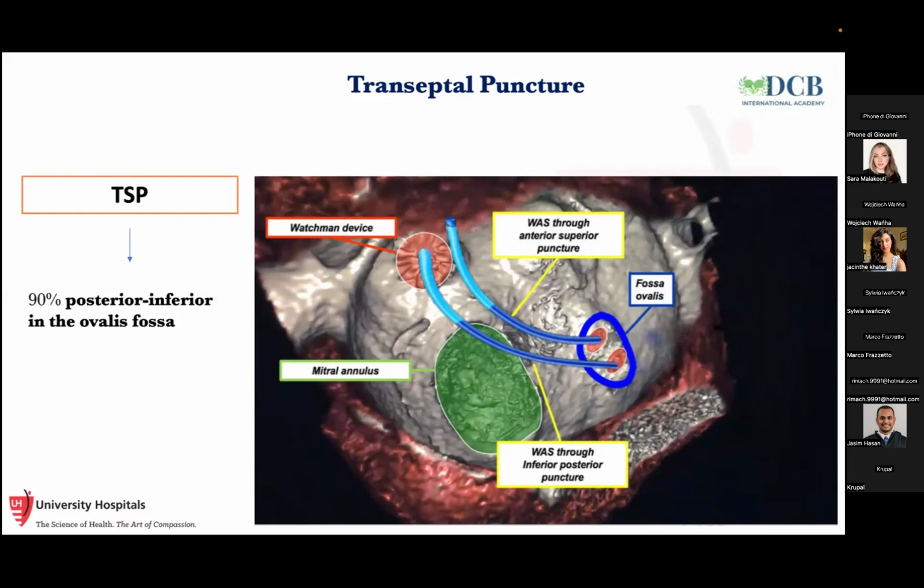This is the fossa ovalis, the blue part. If you perform a superior puncture, such as for mitral transcatheter edge-to-edge repair, the risk is that we are not able to be coaxial with the ostium of the LAA. So in general, we always want to do an inferior puncture. When we perform a transseptal puncture, we always want to stay posterior, because if we stay too anterior, the risk is to puncture the aorta.